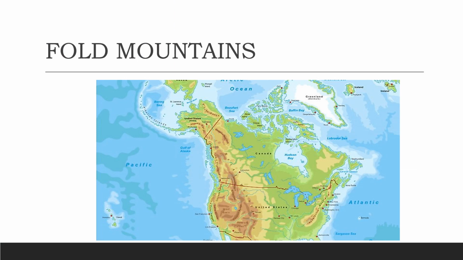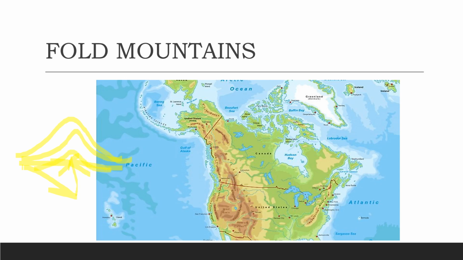Start with the first type, that is fold mountains. Fold mountains are those which are formed by the process of folding and faulting. So let's say that two plates are converging and both of them are continental in nature. If the plates are continental and converging towards each other, some amount of subduction would also take place here, but later on it is formed by the process of folding. These plates would start to fold in this way.